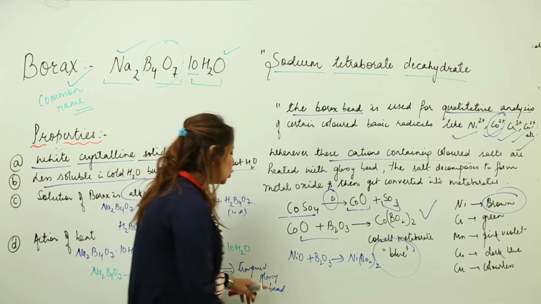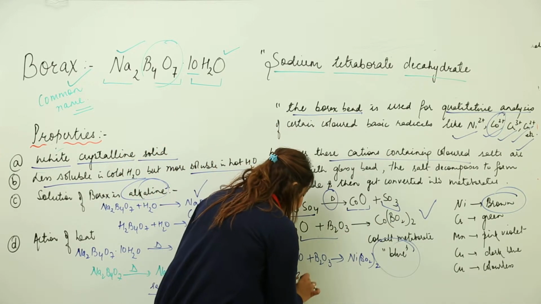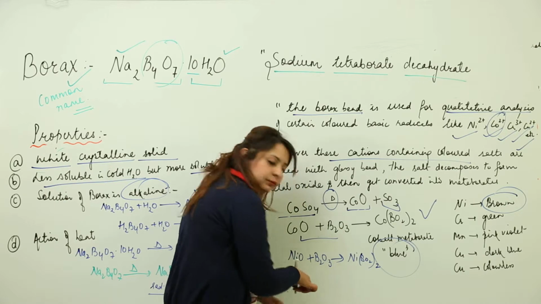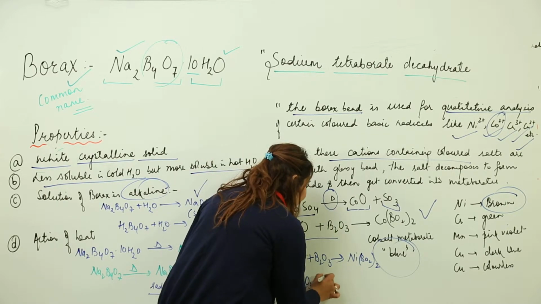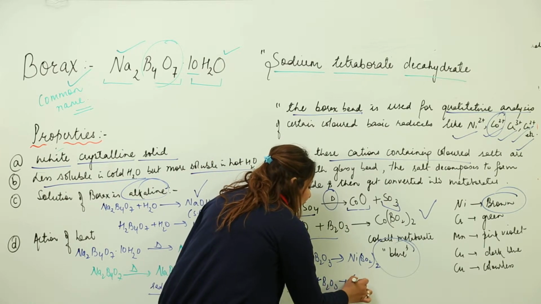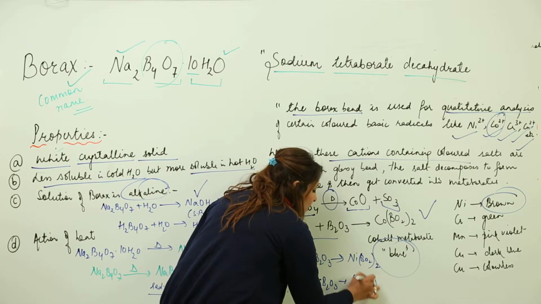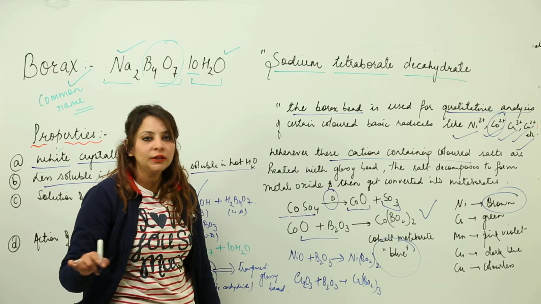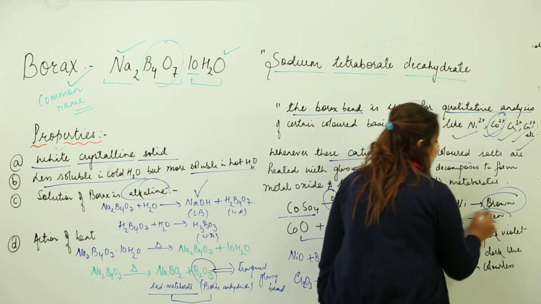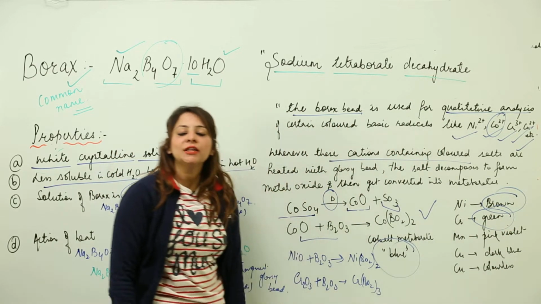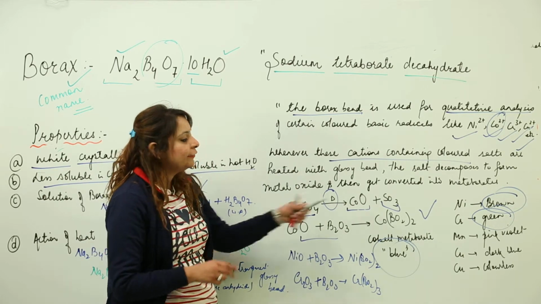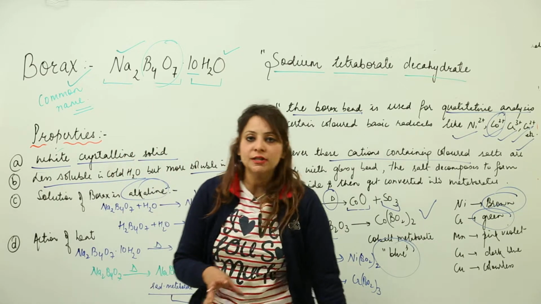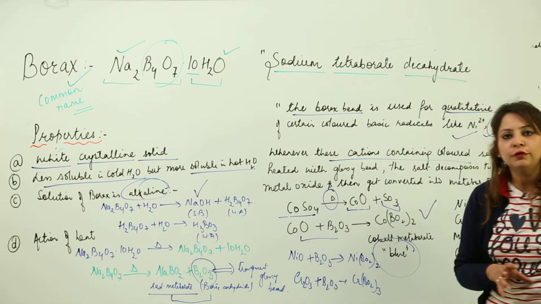Likewise, if you take a copper salt or a chromium salt, you will get chromic oxide, and it will react with the boric anhydride, and it is again going to form its respective metaborate, which is Cr(BO2)3. And what is the color? This is green. So likewise, you can conduct this test for different cations, and I have mentioned the colors of the metaborates of a few cations.